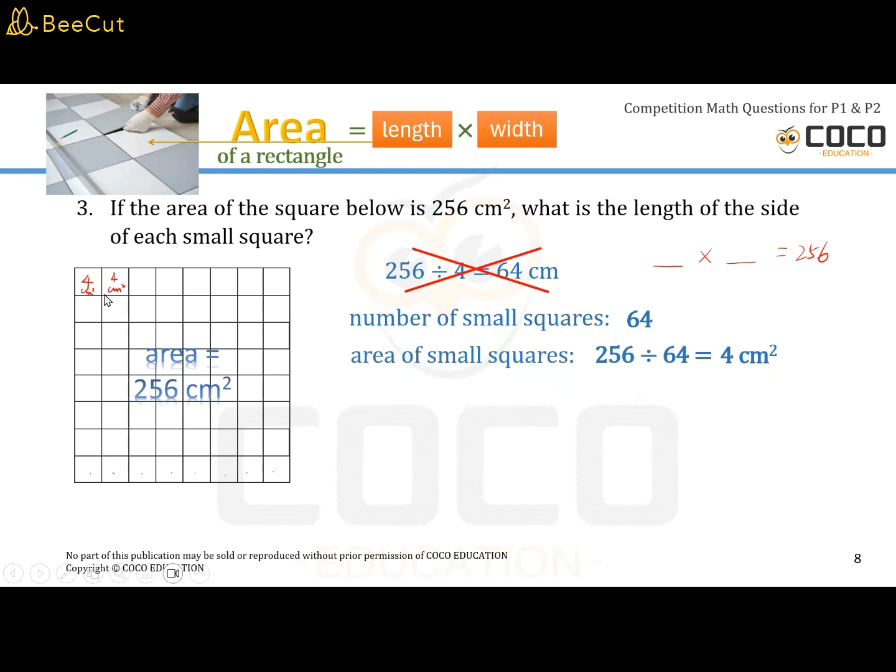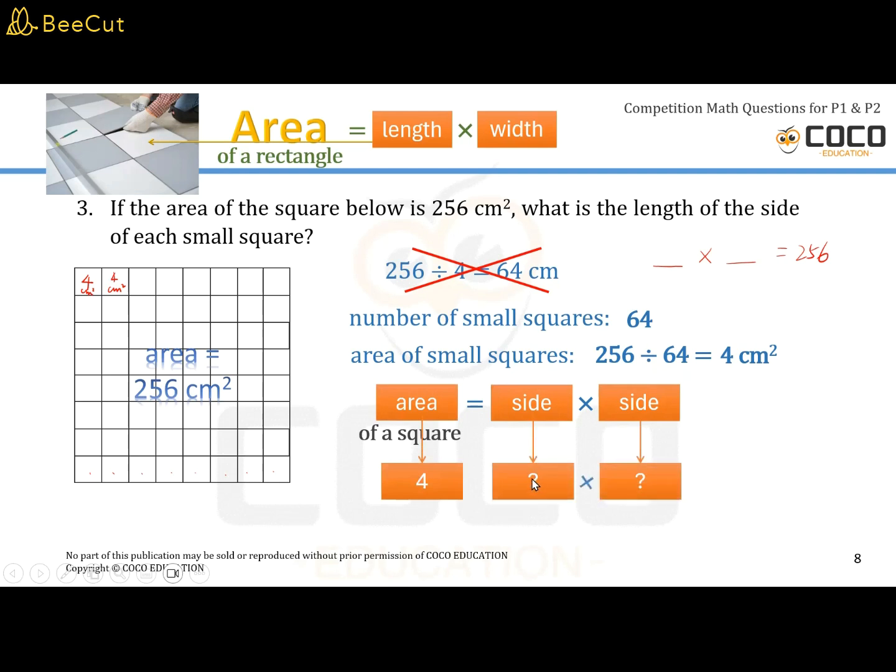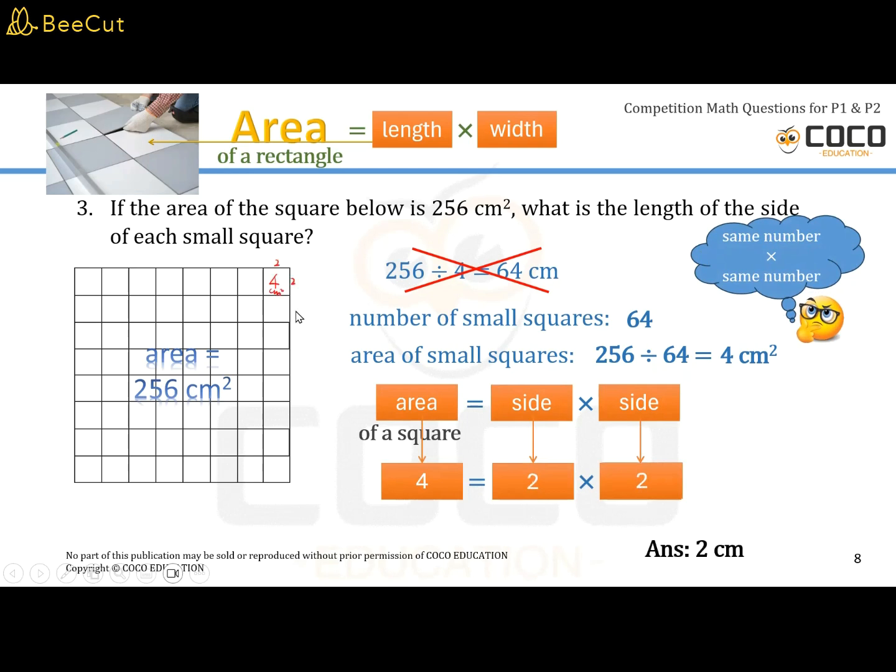If you know that, then we can recall our formula for the area of a square, which is side times side. When we know the area is 4, then we think about what times itself equal 4. Then we can quickly know that's 2 times 2 equal 4. So answer is 2.